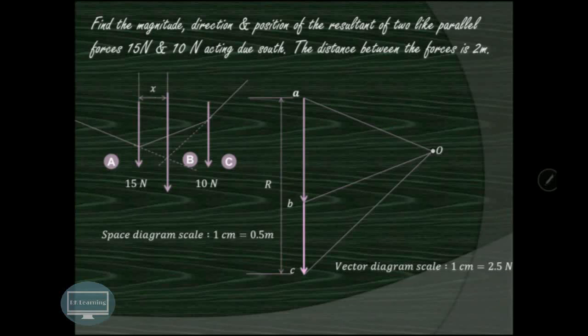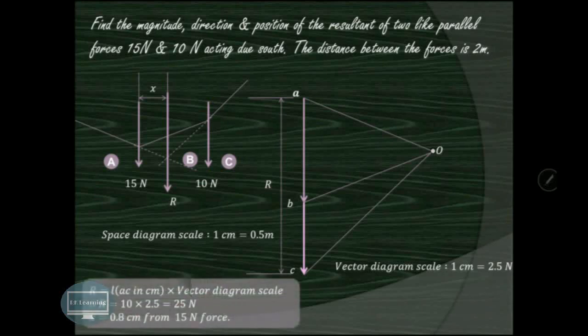Now we'll find out this distance x. So we can find out the magnitude of the resultant as well as location or position of the resultant from 15 Newton force. So R is given by, as we have seen earlier, this R is given by length AC. So from A to C, it is length AC multiplied by this vector diagram scale, that is 2.5. So as we have seen earlier, AB is 6 centimeter, BC is 4 centimeter. So 6 plus 4, that is 10. So it is 10 into 2.5, that is 25 Newton.